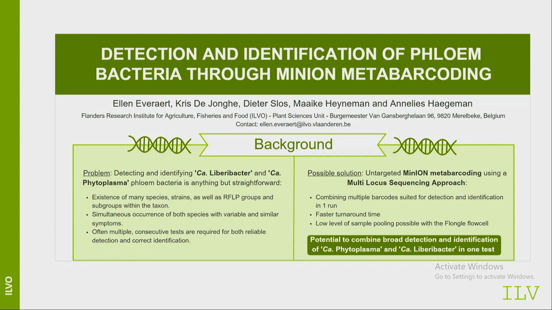Secondly, because of the simultaneous occurrence of both species with variable and similar symptoms. And thirdly, because often multiple consecutive tests are required for both reliable detection and correct identification. To overcome these challenges, we would like to investigate the potential of untargeted metabarcoding using a multi-locus sequencing approach, where we would like to combine broad detection and identification of Phytoplasma and Liberibacter in one test.